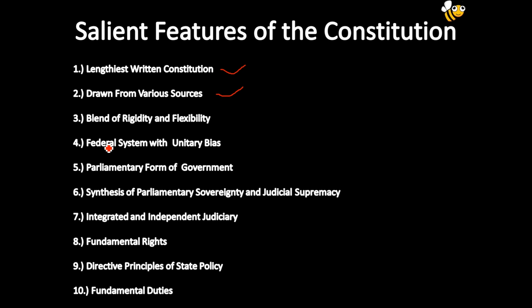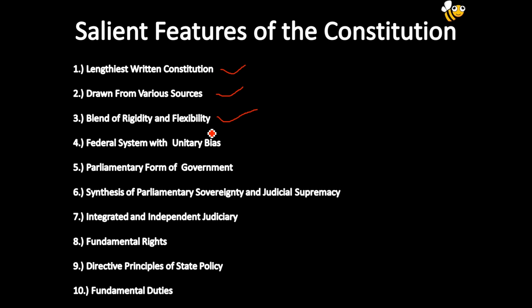Okay, so the next point is the blend of rigidity and flexibility. Before going to the brief, we have to understand the meaning of rigidity and flexibility. See, rigidity in the common sense is the word which makes something tough, and flexibility means something which can be molded in any manner.